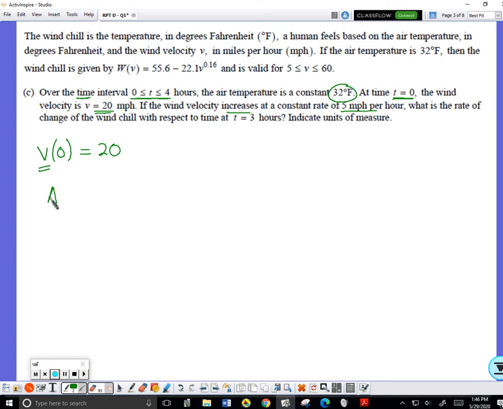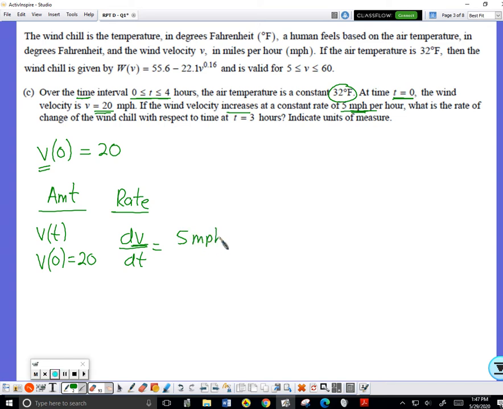So I'm getting an amount rate here thing. So I've got amount, got the velocity at some time. The velocity at time 0 is 20. Got a rate. The rate here is the rate at which v is changing with respect to time, 5 miles per hour. That's because the units of the velocity are miles per hour, and the units of the time are hours.